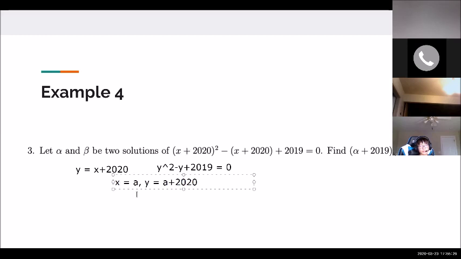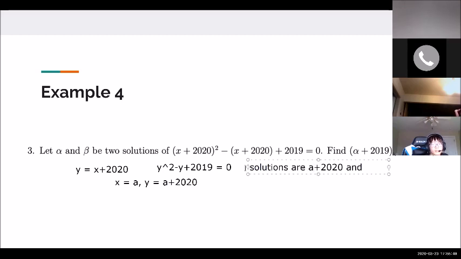x is equal to A, which means that in this equation, the solutions are just A plus 2020 and B plus 2020. If you see what I mean, because the solutions of the initial equation are A and B. And now, because y equals x plus 2020, the solutions are now A plus 2020 and B plus 2020.